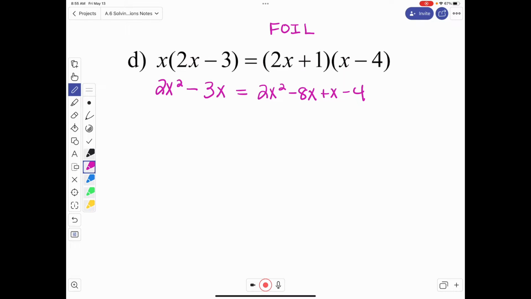So this side is going to stay the same. I have some more simplifying to do over here on the right before I can start combining some stuff. So I have 2x squared, the negative 8x, and the x is going to be negative 7x.